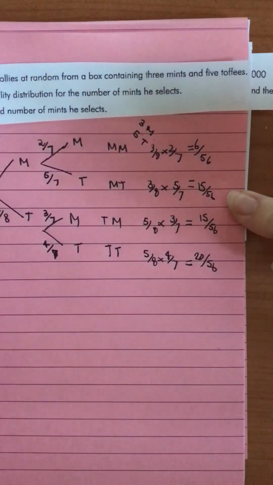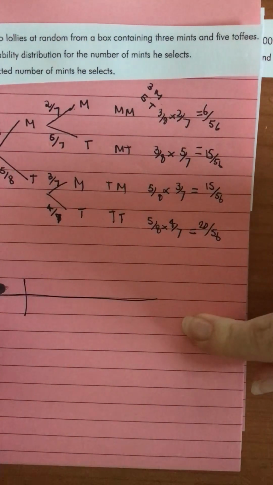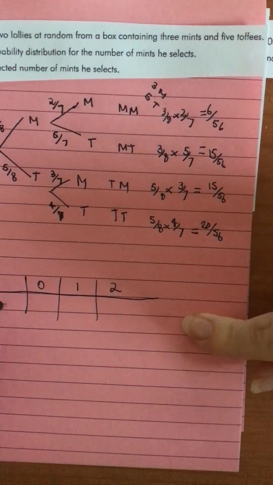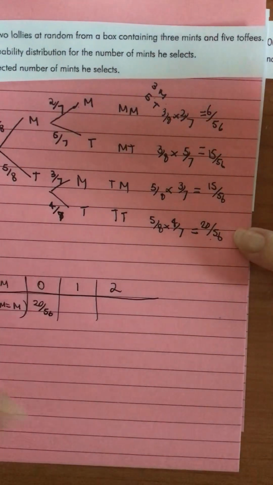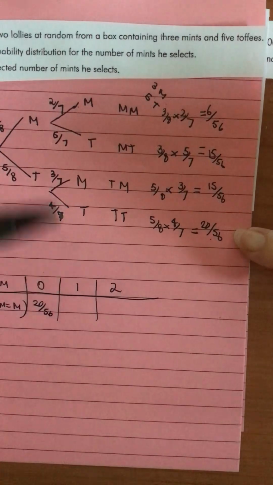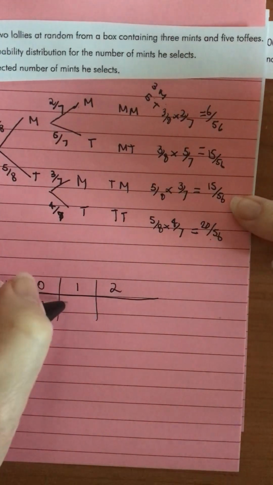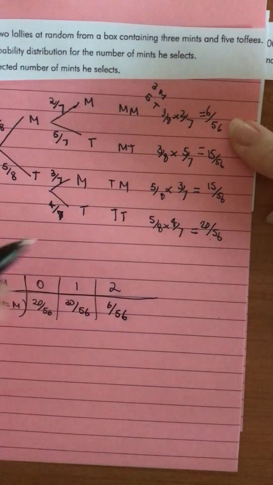So then when we put our probability distribution table together with our number of mints, we have 0, 1, or 2 mints. Then the probability of 0 mints would be if we had 2 toffees, so that would be the 20 over 56. And we could simplify them down, but for the sake of showing you how to do this question, 15 on 56 plus 15 on 56 will be 30 on 56. And then we've got the 6 on 56.